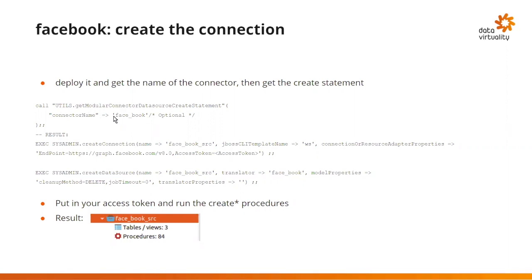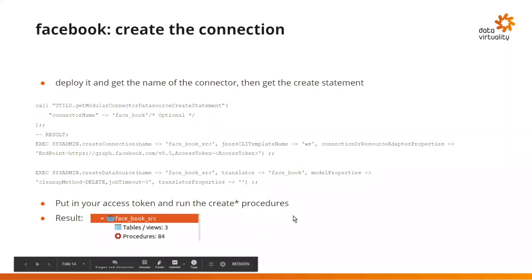Here, for example, we are using Facebook as the example. When I make this call, it will provide me with the procedure names that I need to use. And if I want to make this connection happen, finally I can simply put in my access token, run the create procedures, and it would then create the Facebook data source.